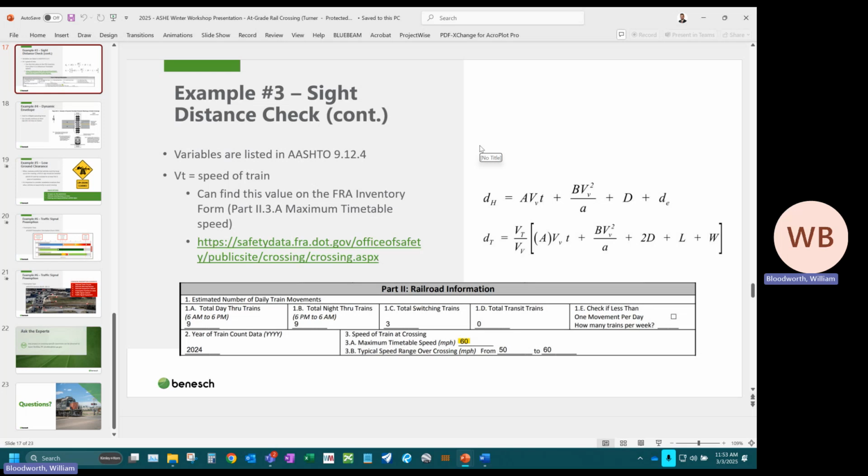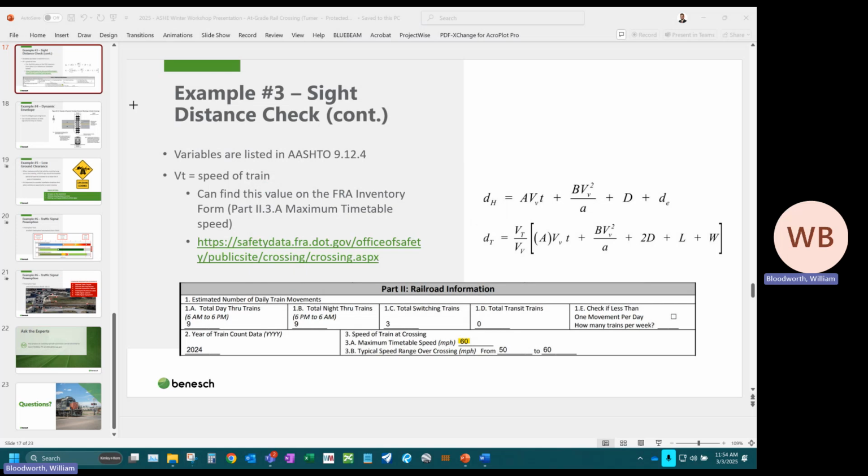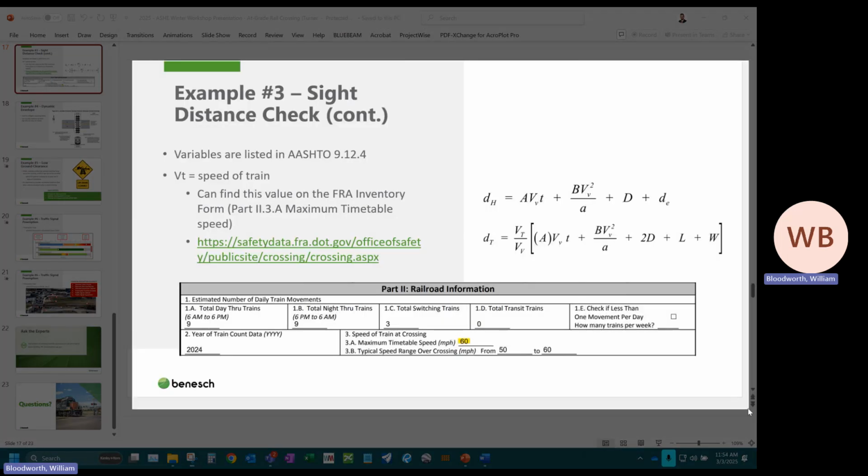Can you just send me a screenshot of that in Teams? Is this your computer? Yeah, just send me a screenshot of it. That's why if you Google FRA crossing in New York, it'll come up. It looks like a website that hasn't been updated since the nineteen seventies. I think my question was how do you find the crossing number?